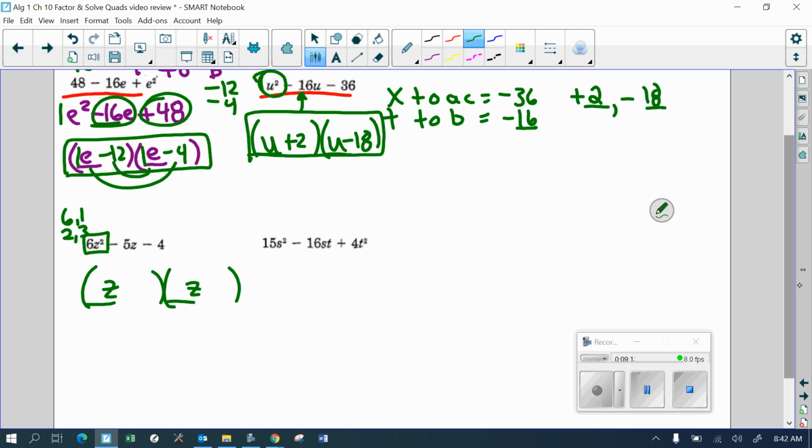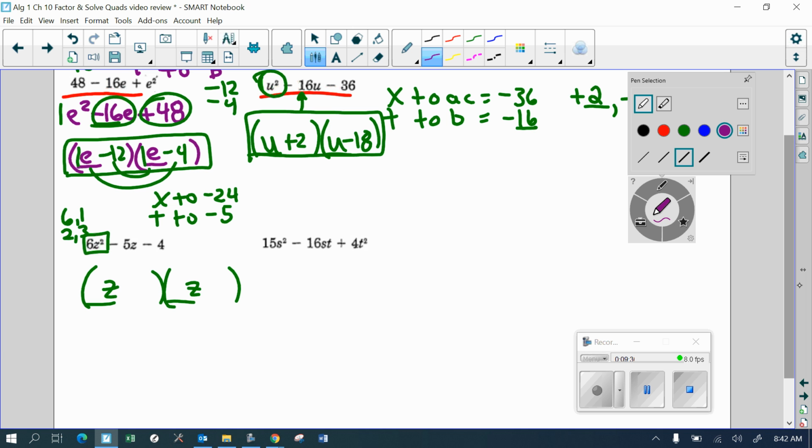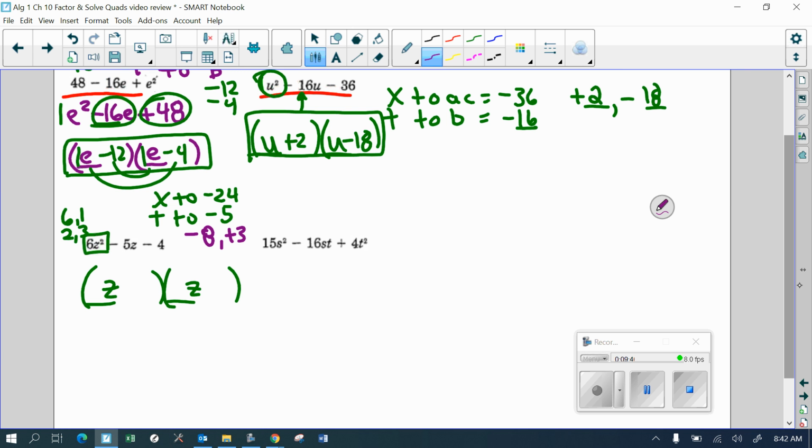Okay. Now, I don't do that yet until I've done what it multiplies to and come up with my two numbers. It multiplies to 6 times negative 4, which is negative 24, and adds to the middle term b, negative 5. So what are those two numbers? That's going to be negative 8 and positive 3. Negative 8 times 3 is negative 24. Negative 8 plus 3 is negative 5.